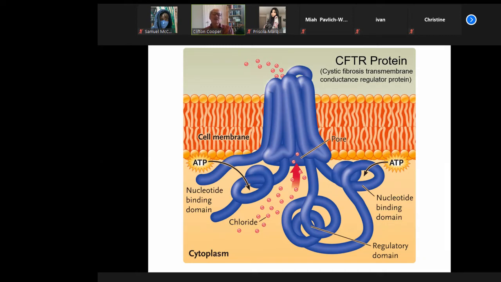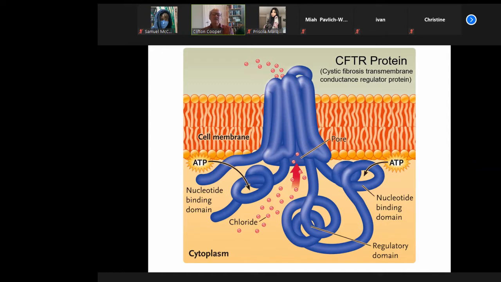The thing is, everybody is supposed to have this protein. This is a protein we have a gene for. It transports chloride ions, Cl- ions, across membranes. Those are the red circles that we see moving up with this big red arrow, right through a pore. This protein provides a passageway for chloride ions to move from one side of the membrane to the other. This is something everyone is supposed to have.